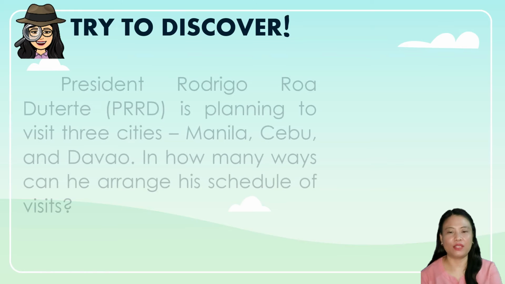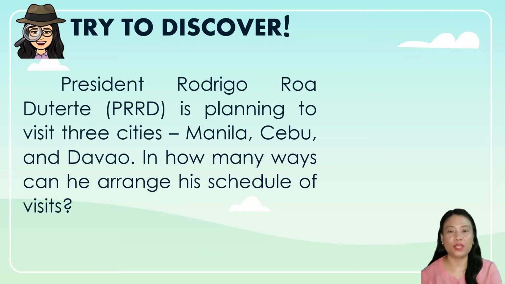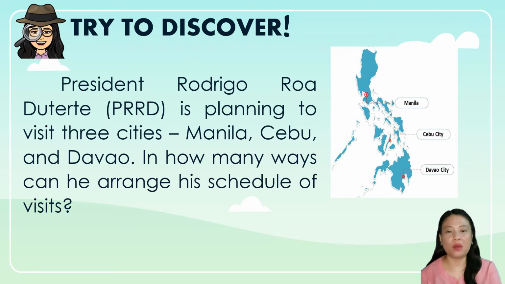Let's try to discover. President Rodrigo Roa Duterte, or PRRD, is planning to visit 3 cities: Manila, Cebu, and Davao. In how many ways can he arrange his schedule of visits? If there is no restriction in the order of visits, then PRRD may start in any one of the cities. After the first city is chosen, he may choose from the 2 remaining cities as his second stop. The remaining city will be his last stop.